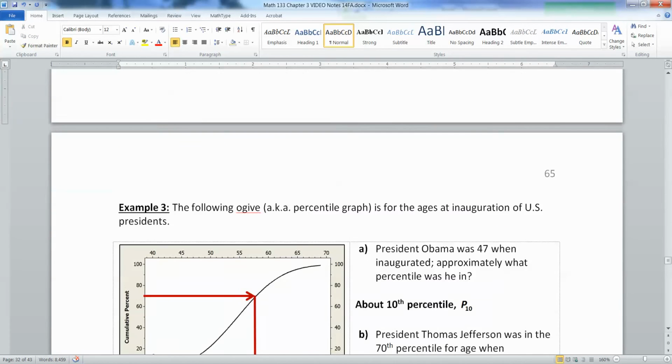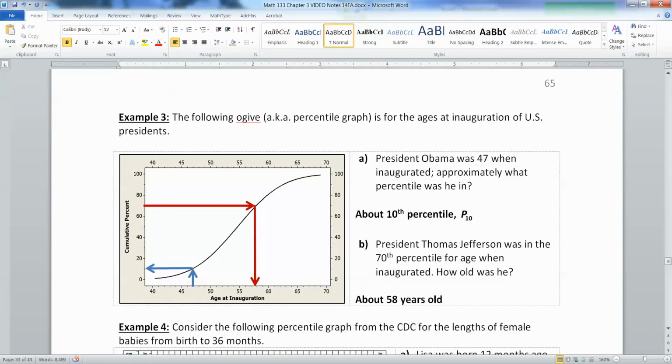All right, next, let's look at the following ogive. So ogives we learned about in chapter 2. They're a percentile graph, a cumulative percentile graph. So we have here, President Obama was 47 when inaugurated. Approximately what percentile was he in?